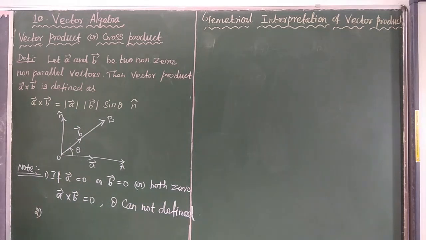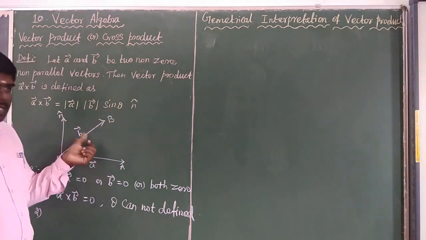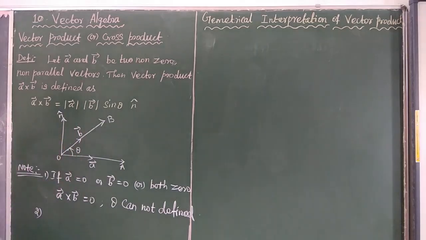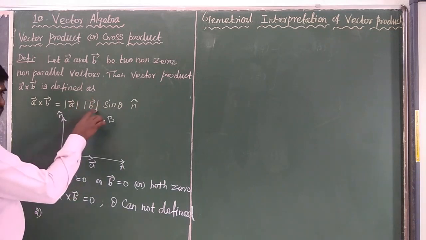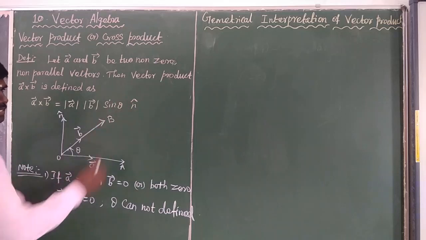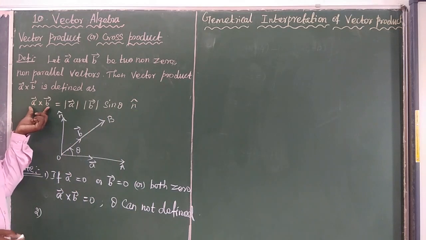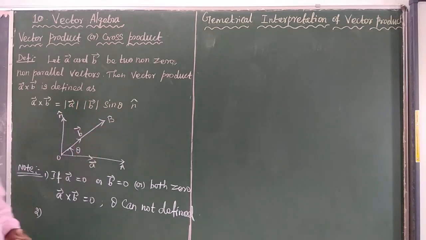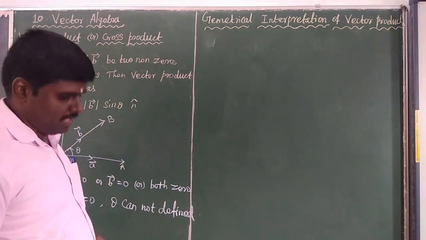Next, point number 2. Here A cross B equals magnitude of A, magnitude of B, sin theta n cap. N cap is a unit normal perpendicular to both vectors, going in a particular direction. Here, magnitude of A is a scalar, magnitude of B is also a scalar, sin theta is again a scalar, and n cap has a particular direction. Now, what's the conclusion? The vector product of any two vectors gives a vector quantity. That is the second point.